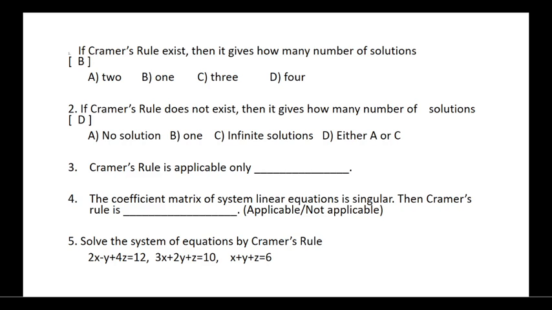In Cramer's rule, you should remember one condition. To apply Cramer's rule, what condition should we remember? The number of unknowns is equal to the number of equations. If Cramer's rule exists, it gives only one solution. So if Cramer's rule exists, how many solutions does it give? Only one.